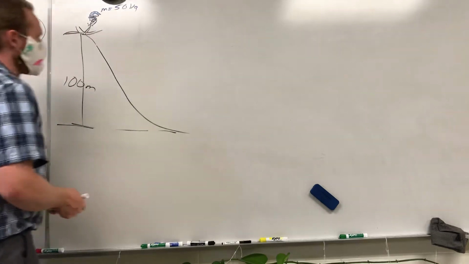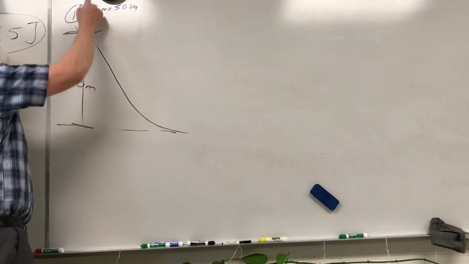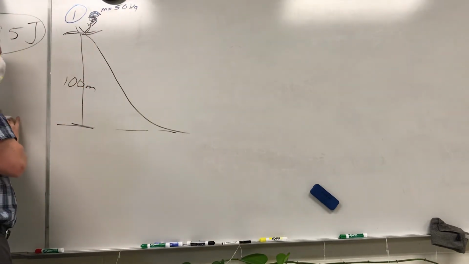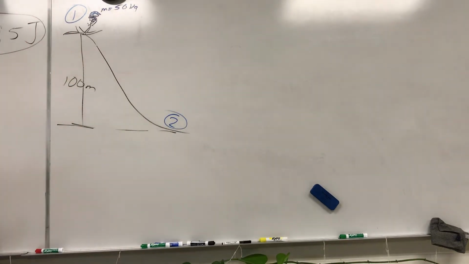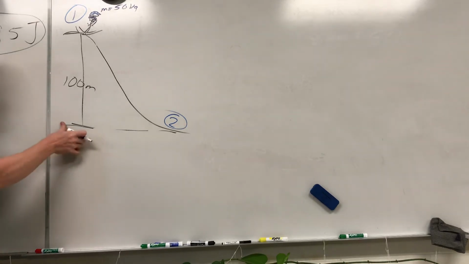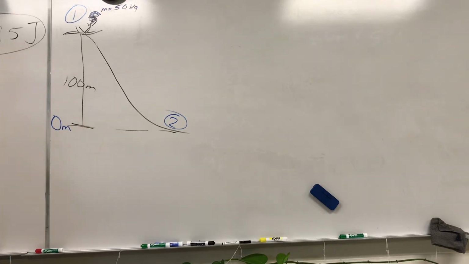So why is it a two location problem? Because he starts at the top of the hill, I'm going to call that location number 1, and he ends at the bottom of the hill. I'm going to call that location number 2. Because there is a change in height, I find it most convenient if we define the lowest point to have a height of 0. We don't have to. We could define this to be 0 if we wanted to, but then this has a negative height, which would be perfectly okay.